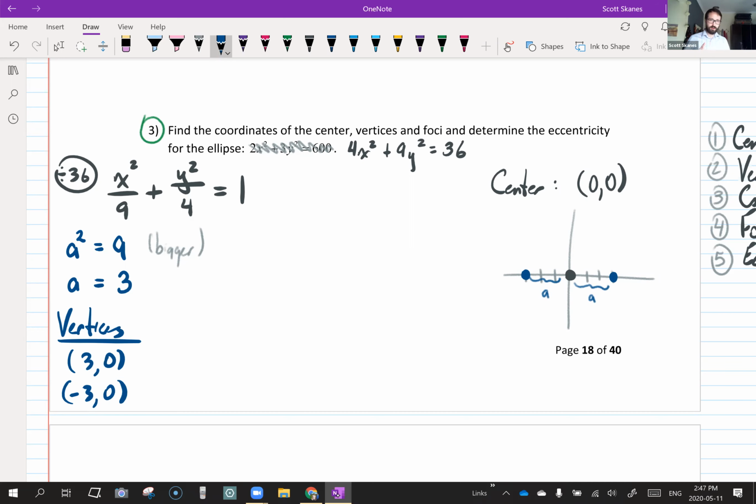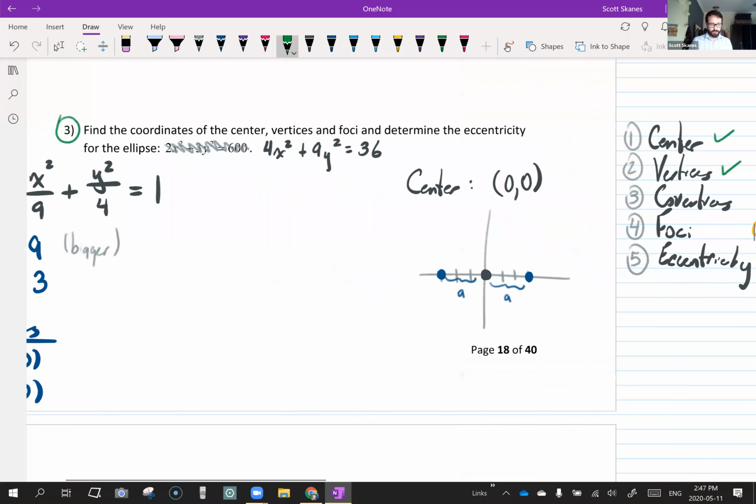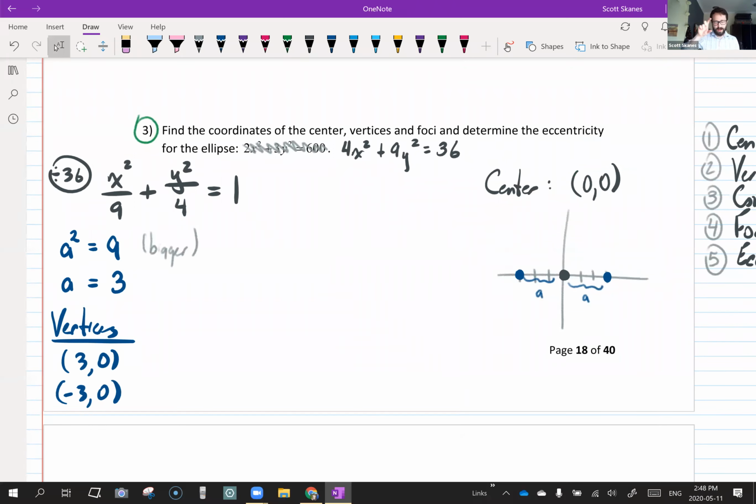B is related to my co-vertices. So look, I've done my center. I got my vertices. Now I need my co-vertices that are related to the minor axis, in this case, the vertical. So B squared. Let me make this crystal clear here. This 9 must be A squared. This 4 must be B squared. The smaller one. B squared in this case is 4. So B is the square root of that, which is 2.